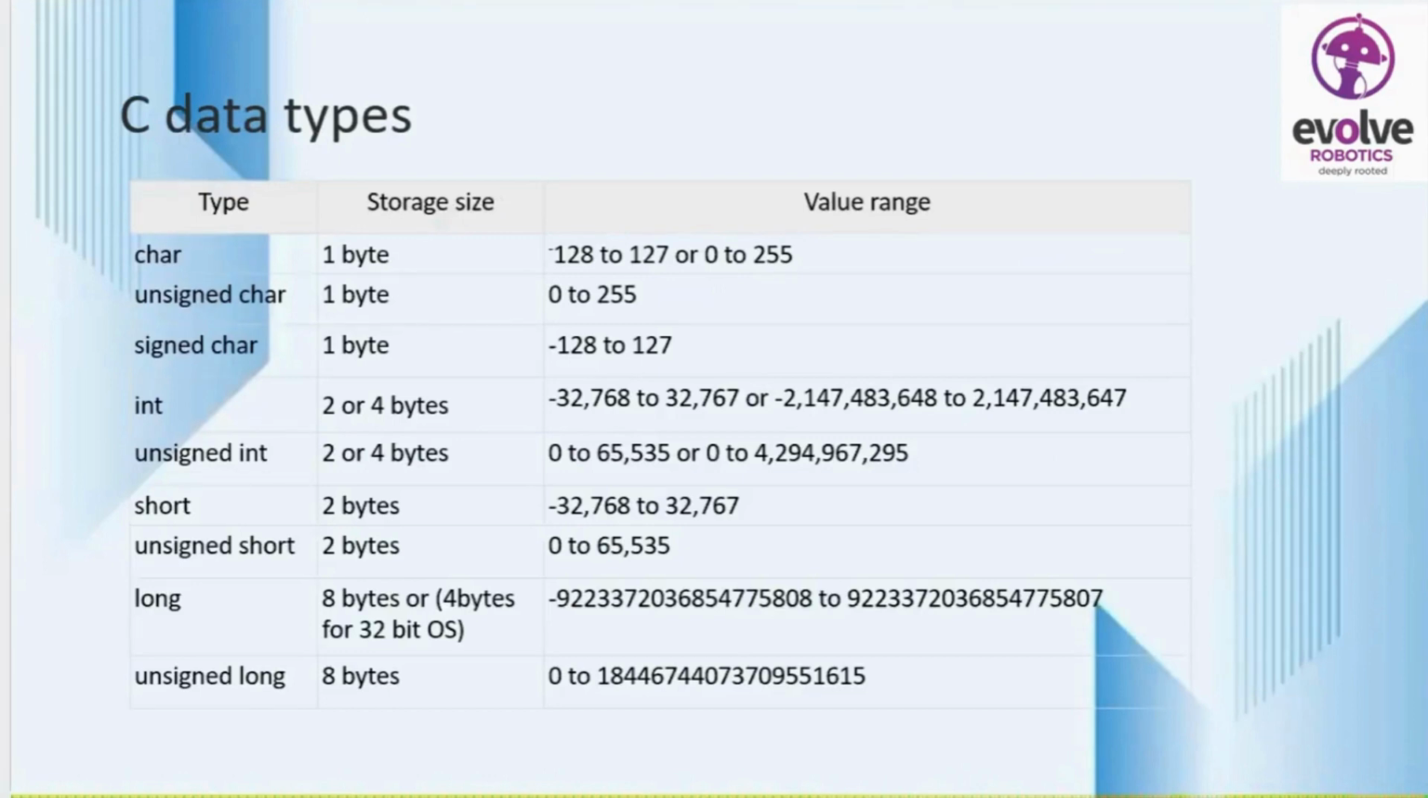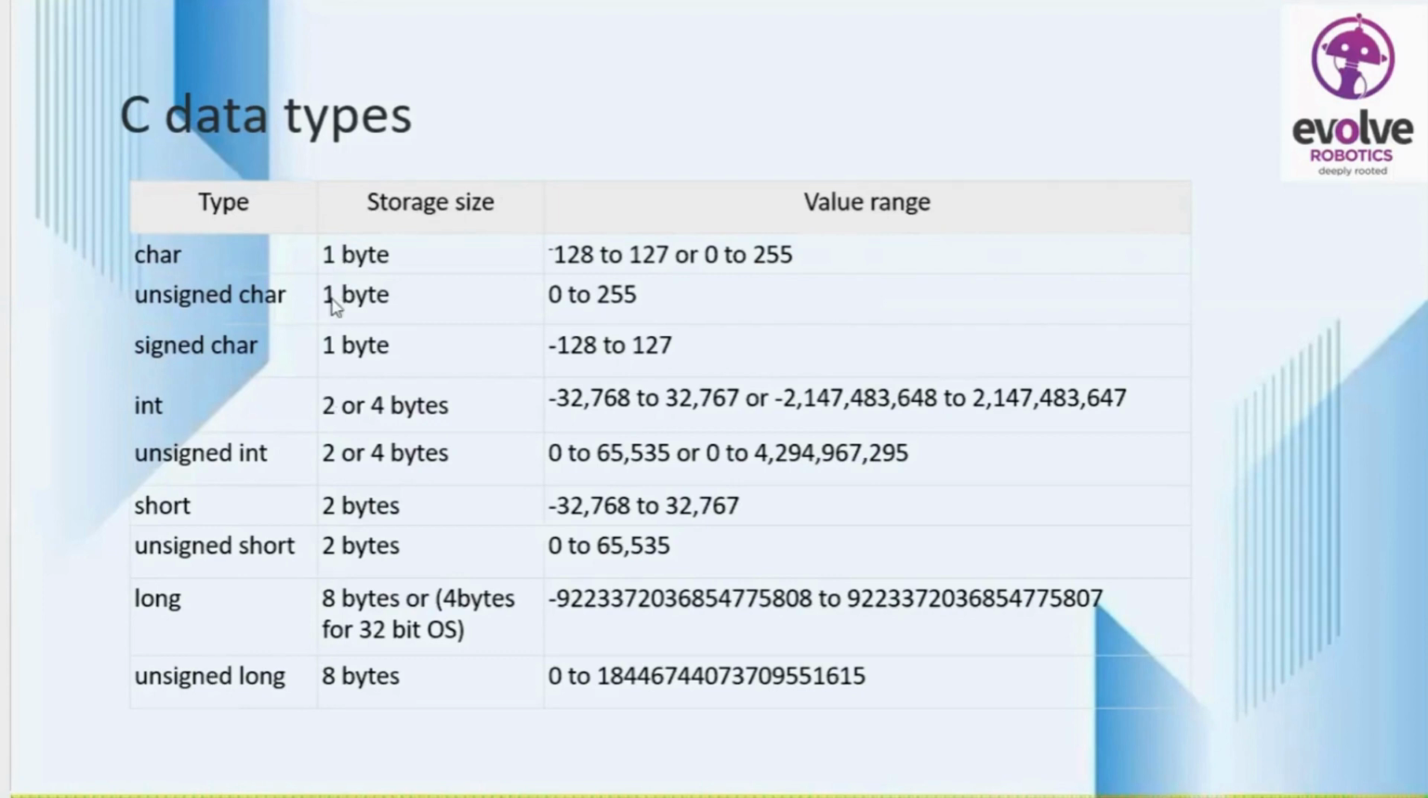The different data types always have different ranges up to which they can store numbers. Here we can see a list of ranges along with the memory requirements. We can see the different data types, storage size and value range. So these are the data types: char, unsigned char, signed char, int, unsigned int, short, unsigned short, long, unsigned long.